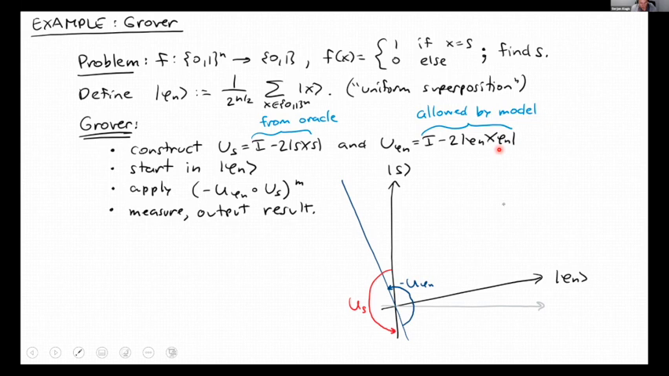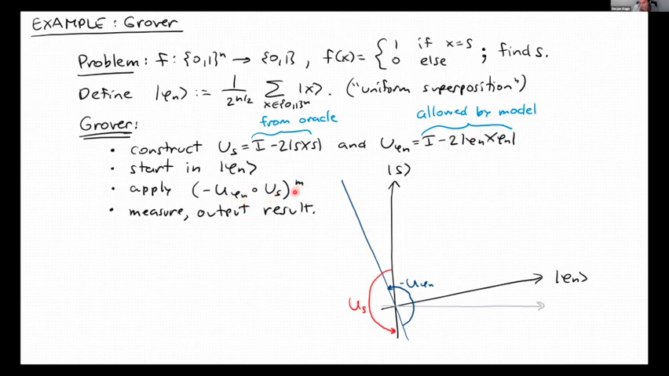Okay, so here's what we're going to do. So we're going to start in the uniform superposition state, and then we're just going to repeatedly apply these two linear operators. We're first going to apply the U_s reflection, and then we're going to apply minus the uniform superposition reflection, and we're just going to apply this some number of times.